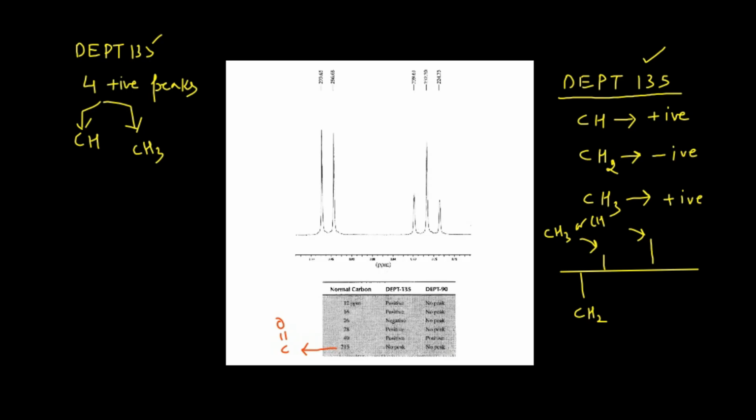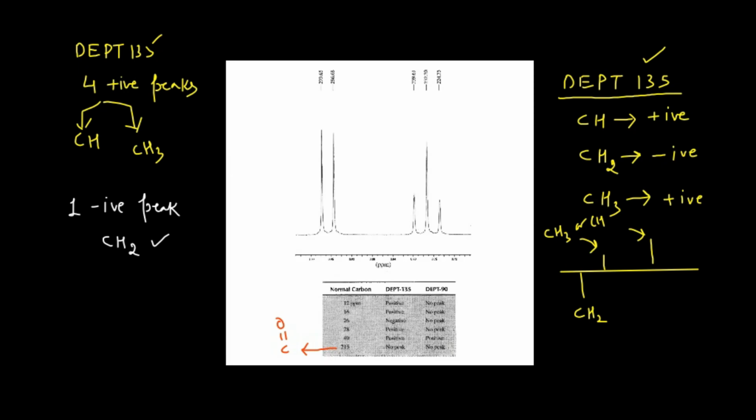And then you can see here, this is your negative peak. Negative peak means your carbon which is connected with the 2 hydrogens. Okay, so one negative peak is there. So I'm writing, it clearly indicates that your molecule is also having a CH2 group.